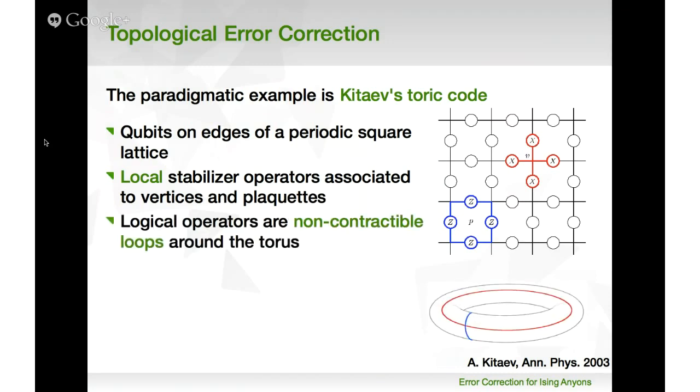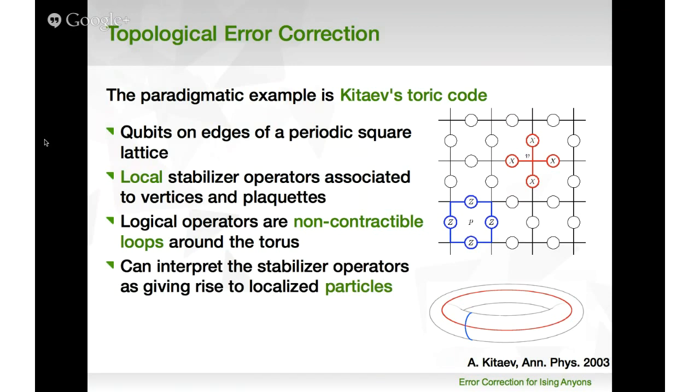You can define logical operators, and they have a natural topological interpretation as non-contractible loops around the torus. So these are products of sigma Z's and sigma X's that wrap around non-contractible loops around the torus an odd number of times. You can interpret the stabilizer operators as giving rise to localized particles. And then you can ask yourself, are these particles bosons or fermions?